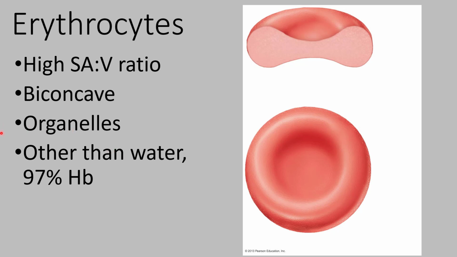But the kind of confusing one is the organelles. It doesn't have any organelles. How does that help this guy carry a lot of oxygen? Well, organelles do things. And to do things, a lot of times that requires ATP. Who makes ATP? The mitochondria. So the mitochondria is not there to make ATP, and the organelles are not there to do things that require ATP. Why is that a good thing?